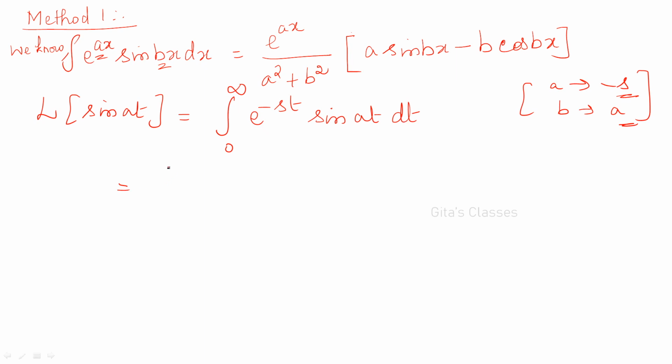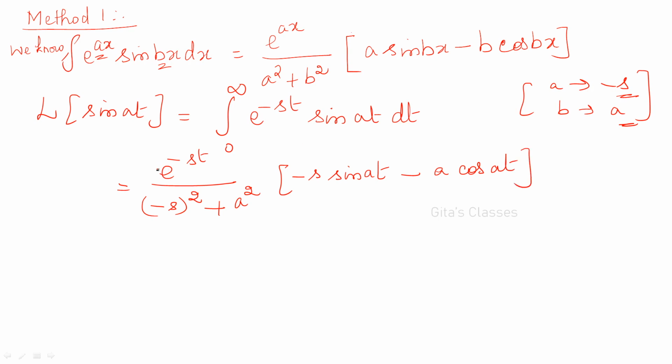So this is equal to e power minus st divided by minus s the whole square plus a squared, into, in the place of a we have minus s, so minus s sin at, minus, in the place of b we have a, then cos at, with the variable t in the place of x. Everything from 0 to infinity.